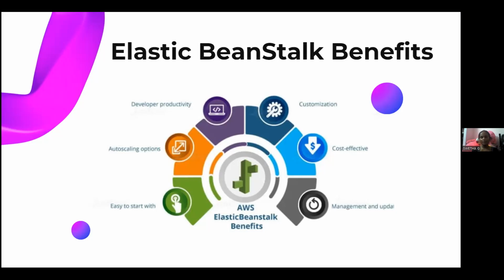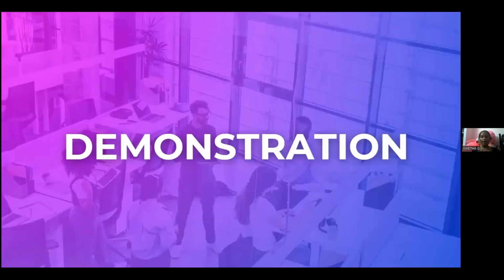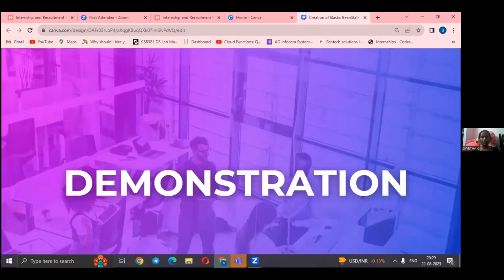And the next benefit is customization. We can customize our application based on your requirement, and it is cost effective. This cost effective means we need not pay for everything. We only pay for what you use. And the final one is management and update. These are the benefits of Elastic Beanstalk. And let me show you a demonstration of my creation of Elastic Beanstalk.